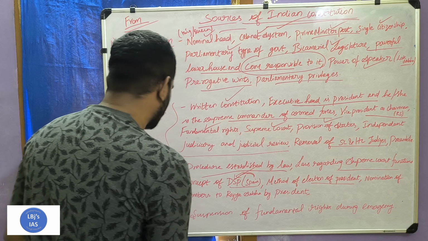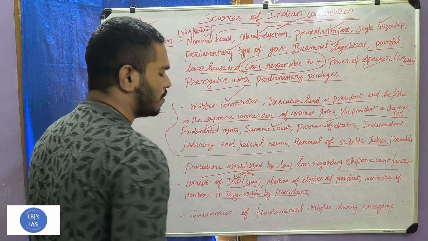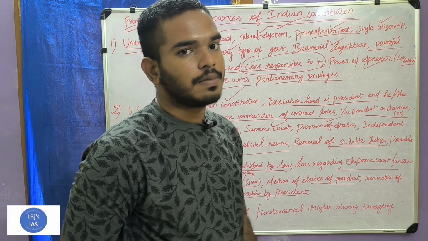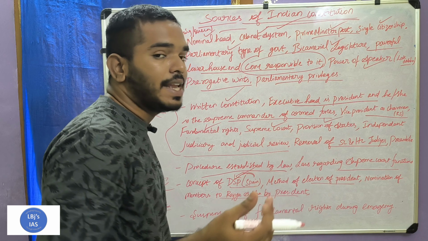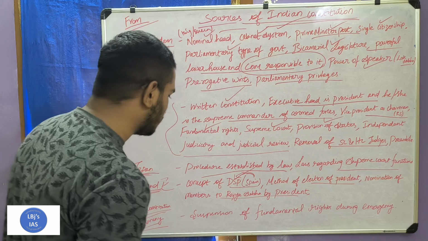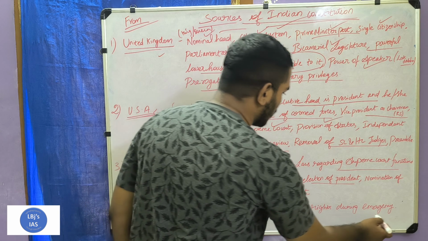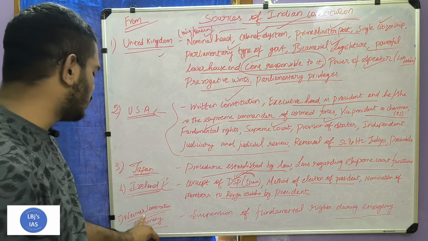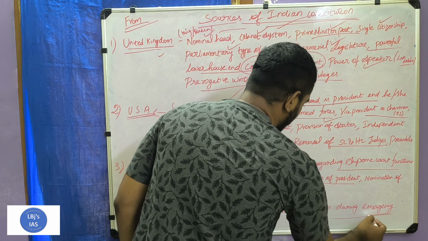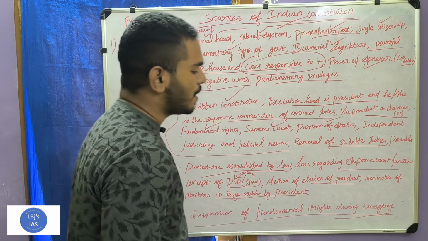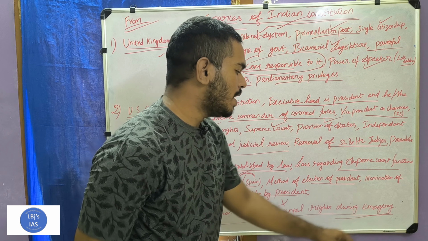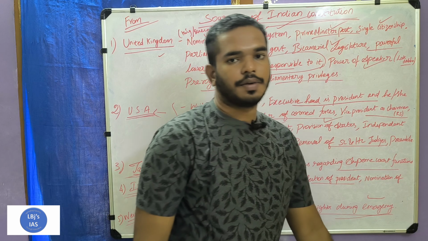Then nomination of members to the Rajya Sabha. The President nominates 12 members to the Rajya Sabha from various fields. Then the Weimar Constitution, Germany. Suspension of the German Constitution is known as the Weimar Constitution, and the provision that was taken from the German Constitution is the suspension of fundamental rights. So fundamental rights will be suspended during the emergency period.